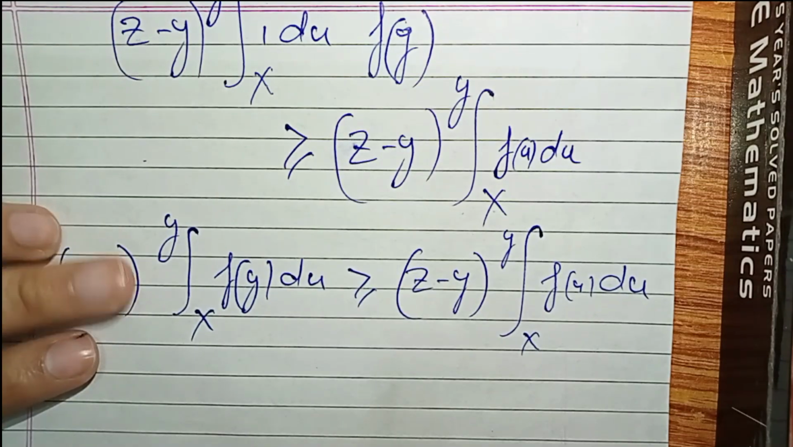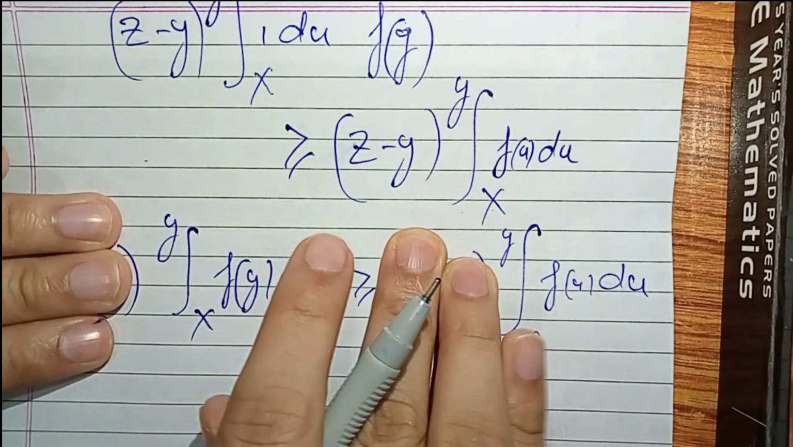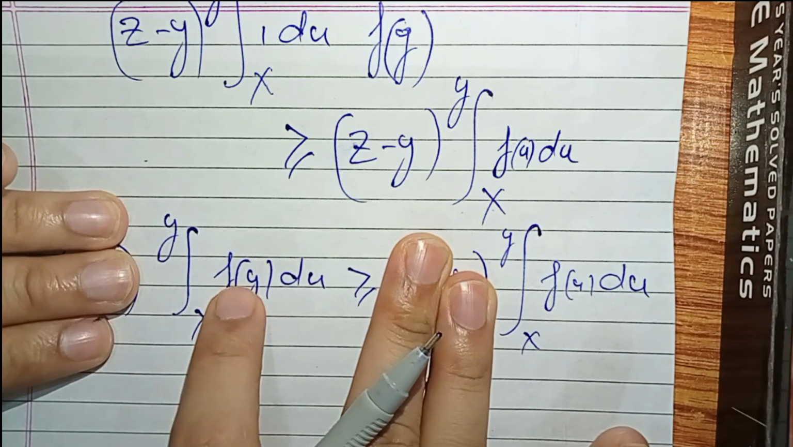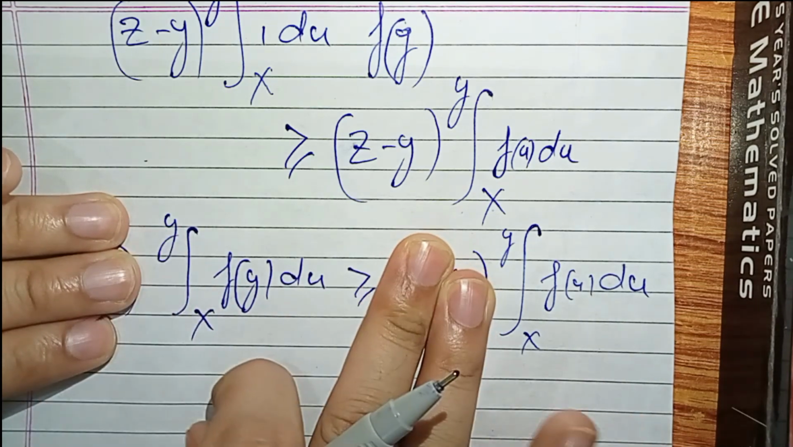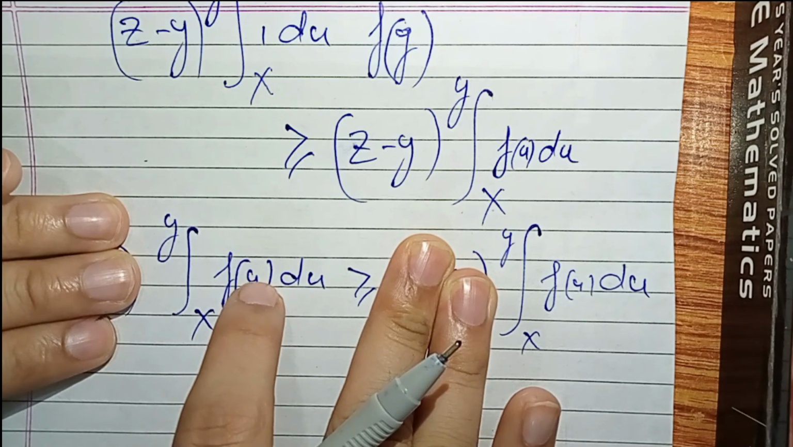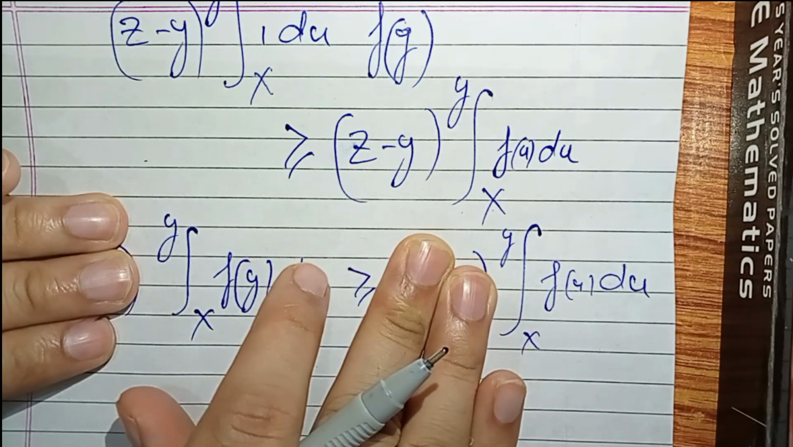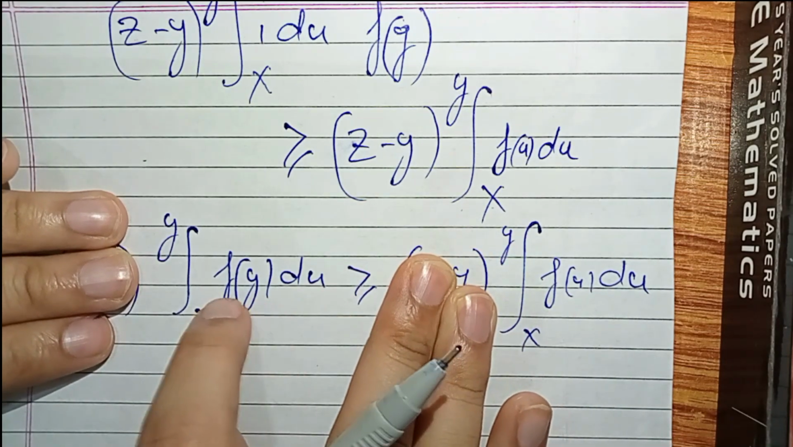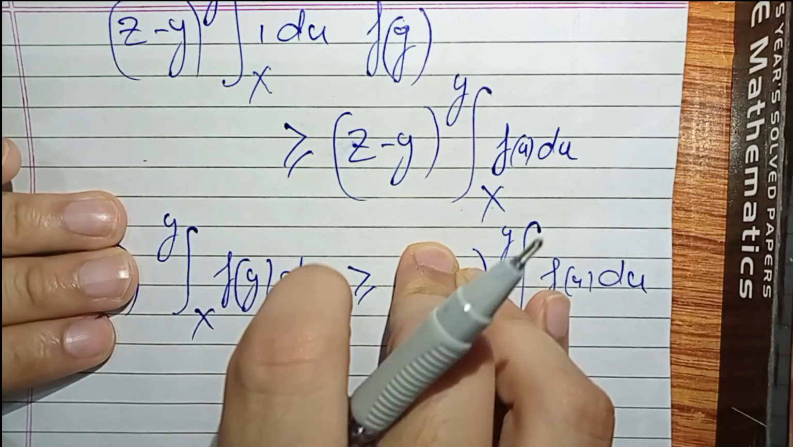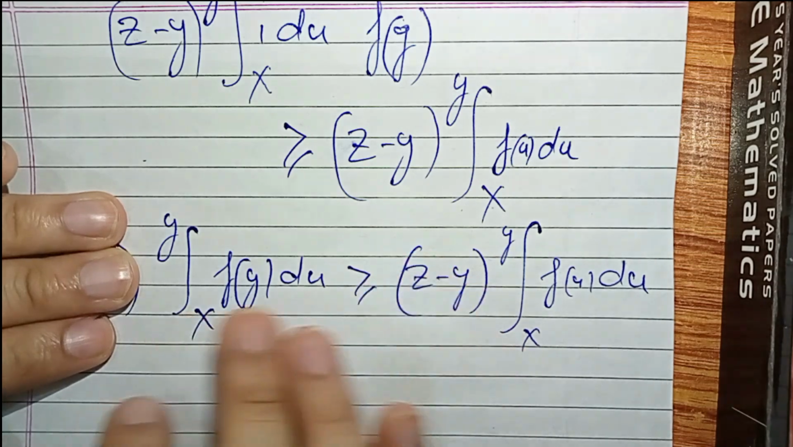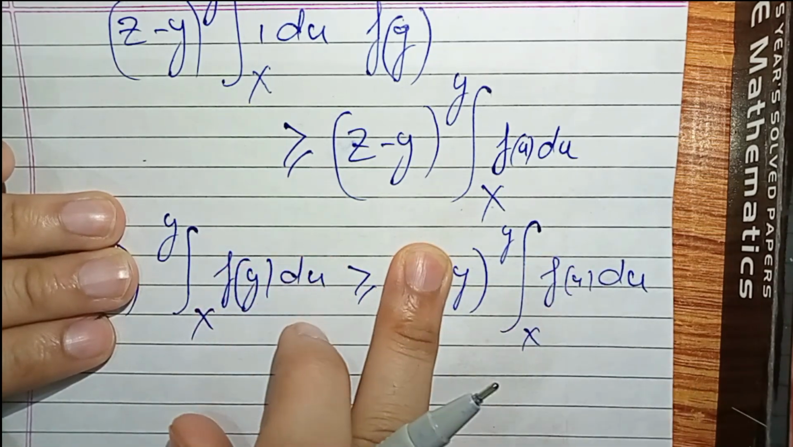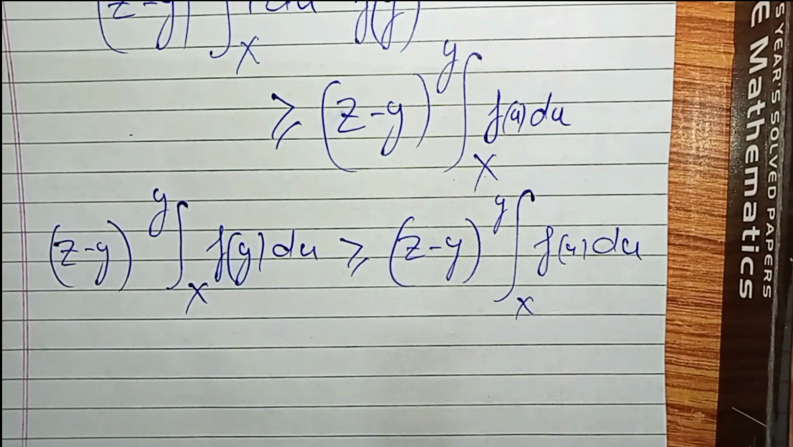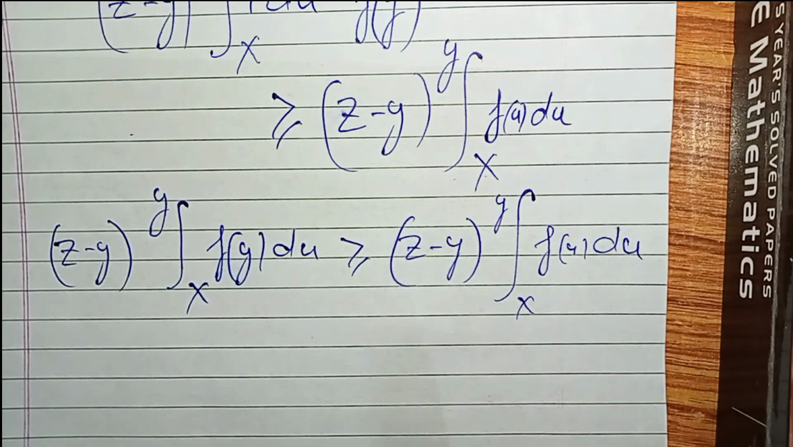Okay, so the reason why this integral is greater than this one is we've taken f(y) as the greatest value that f can take between x and y. And here f(u) takes all the values between x and y. So the value f(y) is greater than all the values that f(u) can take. That would imply that this integral is greater than this integral, and then we can multiply both integrals by z minus y. Z minus y is positive, so the inequality sign remains the same, and that's how we got this.